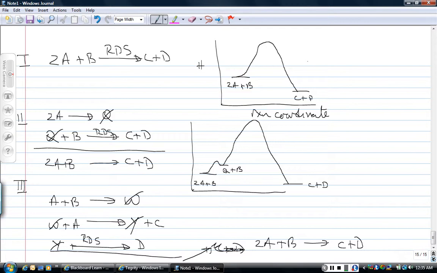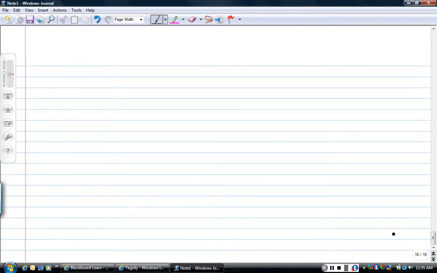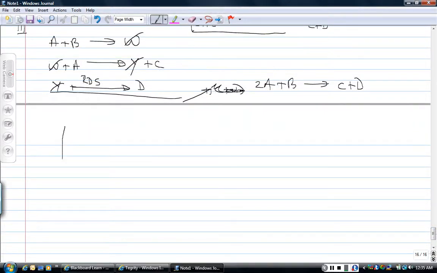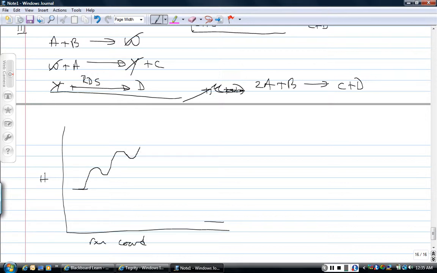Let's look at the third one. In the third mechanism, it's still an exotherm, so I'm going to have H against reaction coordinate. I'm going to give myself some more room since I know there's three humps. In the first one, I have A plus B into something and something else. And it turns out the third step is the difficult step, to give rise to product. So I have 2A plus B, and then I have C plus D. So I'm going to populate the minima now.